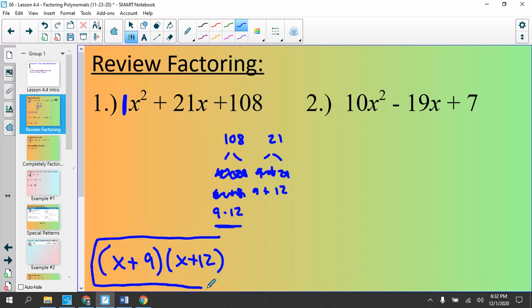So that's what I would call your traditional factoring. 2 numbers that multiply to C and add up to B. We can use that when this is a 1. Okay.